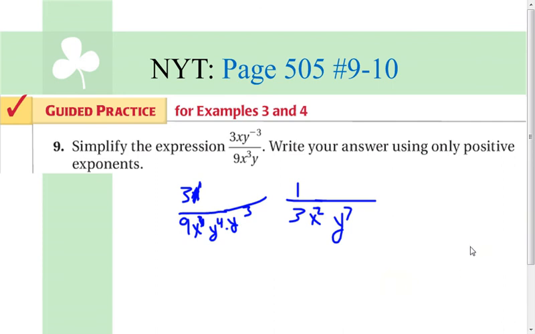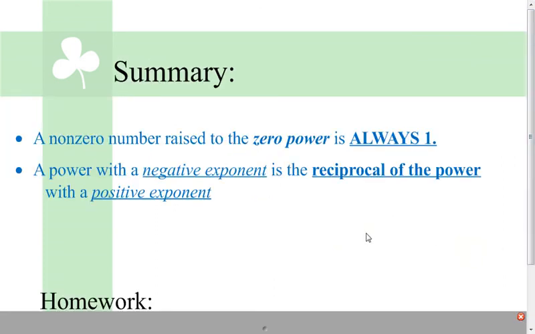All right. Now, why don't you quickly write down this summary box? This is a little bit on what we have learned so far. A non-zero number raised to the power of 0 is always 1. So anything to the power of 0 is 1. And a power with a negative exponent is the reciprocal of the power. This is when you're passing it over the fraction bar. You move it from the numerator to the denominator. And then you change the sign of the exponent.